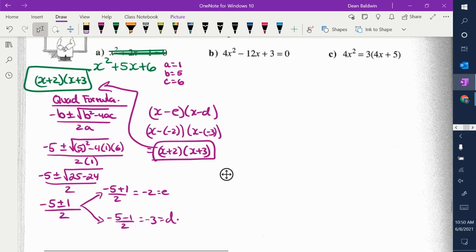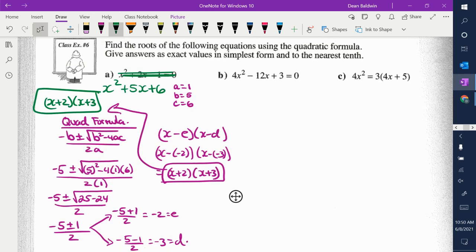So we're gonna do this middle one here. 4x squared minus 12x plus 3. Ask yourself, is there a common factor? No. All right, there is no common factor.